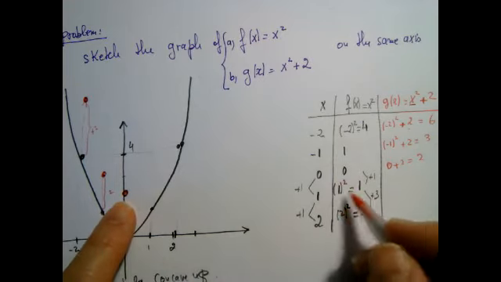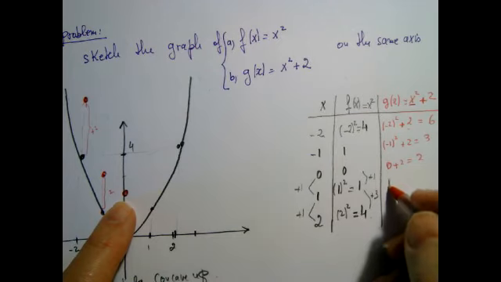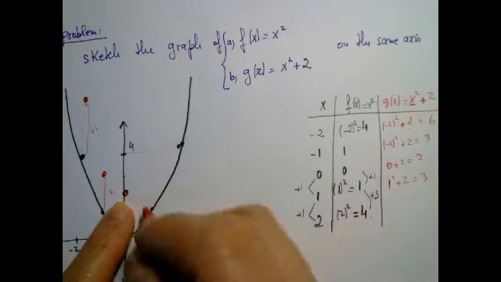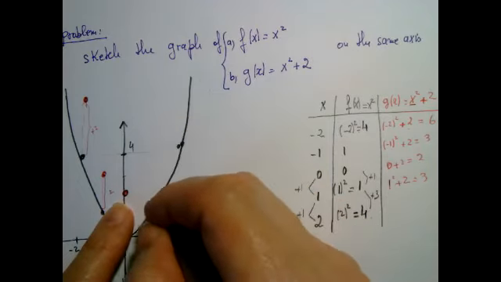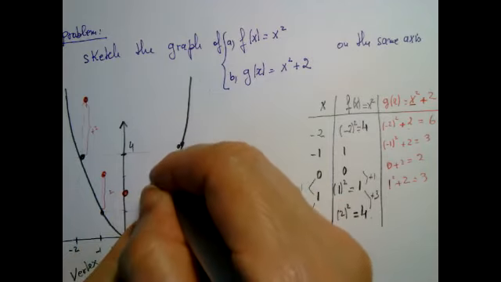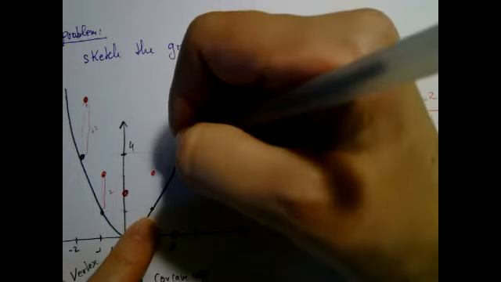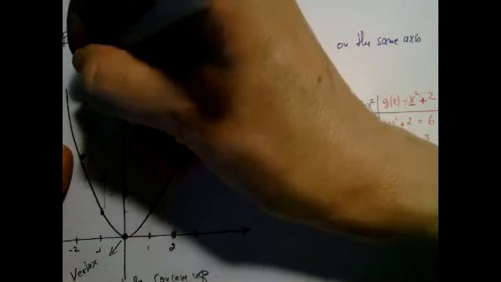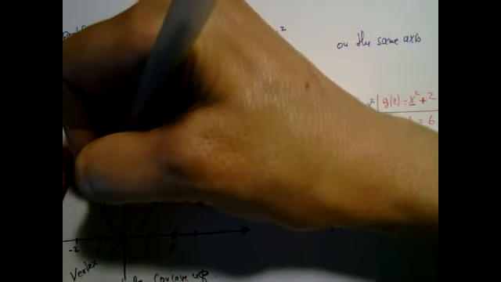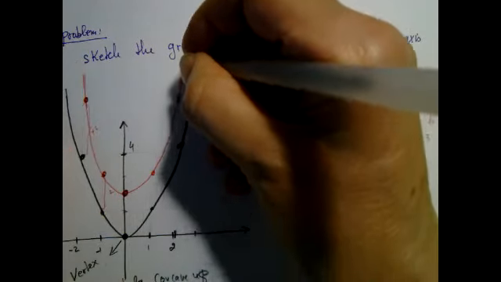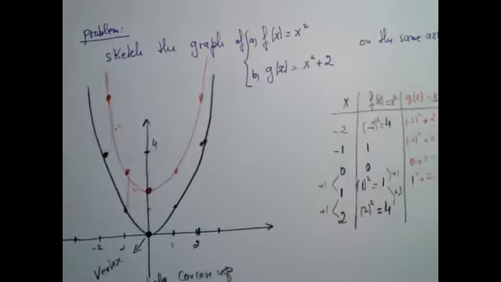So at 1, my g is going to take the value 1 squared plus 2, equal to 3. So we're going to add a point right here. That's my g. And for 2, the point is right there. So now if I connect the graph, it's going to look like this. That's the graph of g.